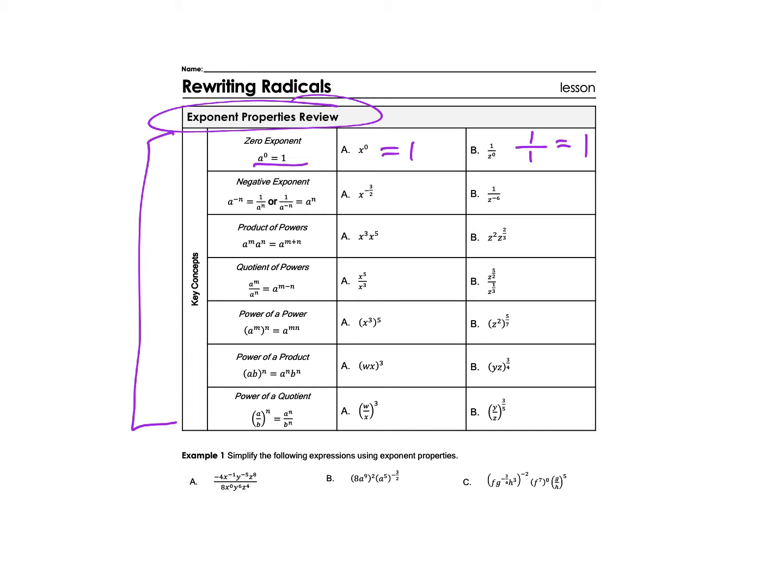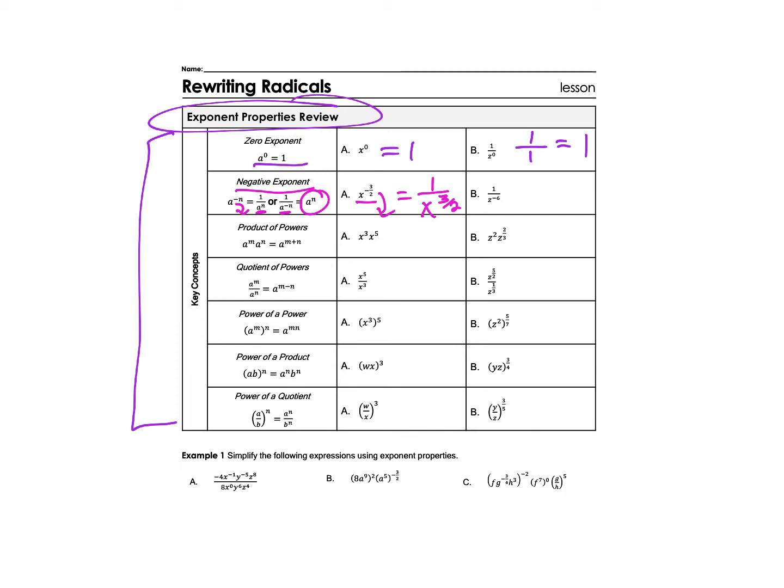The second law, we have negative exponents. Anytime I have a negative exponent, I'm going to take the base and the negative exponent and move it. If it's on the top, I'm going to move it to the bottom, which I did here, or vice versa. Notice my base is x, and it's raised to the negative 3/2 power. So I'm going to move it down, which would leave a 1 on top, and then I would have x to the 3/2 power. That's how we can make our negative exponents positive. If it's on top, move it to the bottom. If it's on bottom, move it to the top.